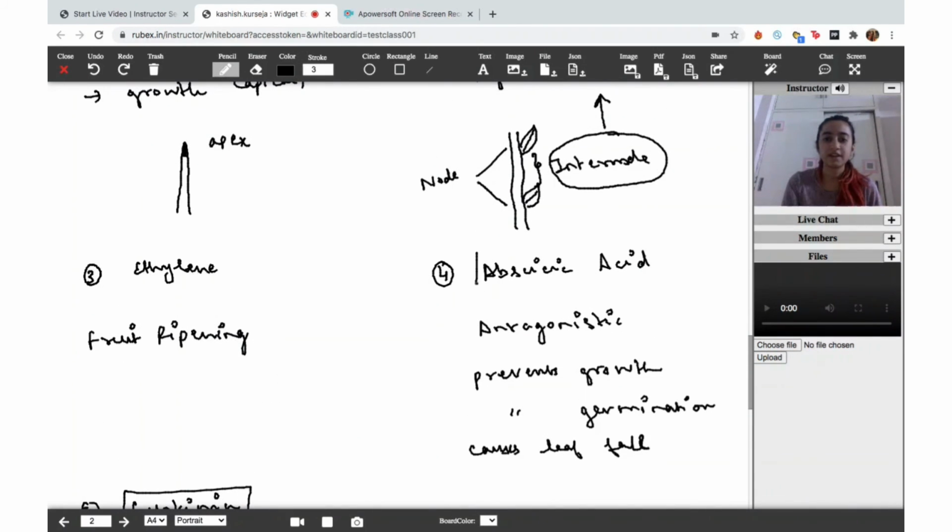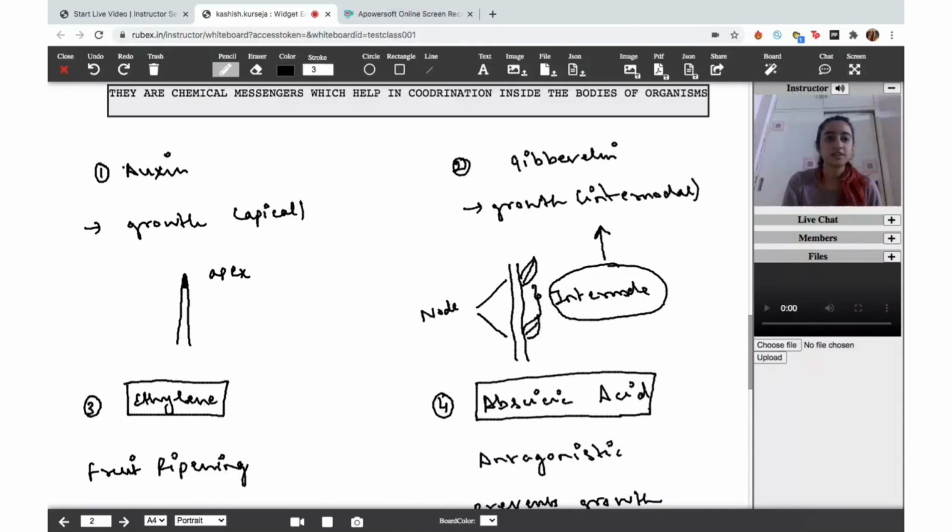Abscisic acid, an antagonistic hormone playing opposite roles, reducing growth, preventing germination, causing leaf fall. Ethylene, important for fruit maturation. Auxin, causing apical growth. Gibberellin, internodal growth. Roles of the hormones clear.